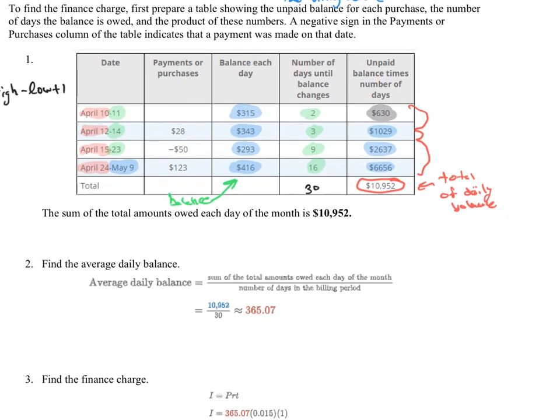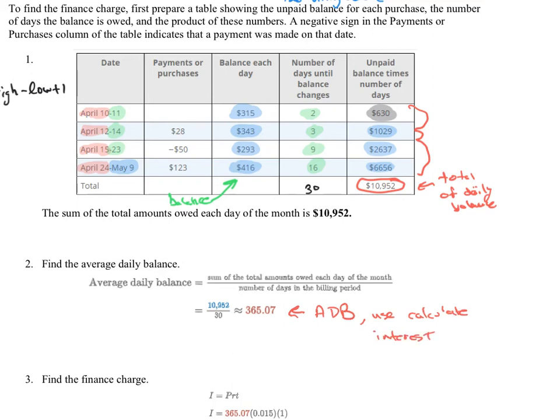So what am I going to do? I'm going to take that $10,952, which is the total of all 30 days, and I'm going to divide it by 30 to give me the average daily balance. When I do that, I get $365.07. So, again, I don't owe $365.07. I still owe my balance of $416 plus whatever my interest charge is. This $365.07 is my average daily balance. This is what you use to calculate interest. It is not what you owe, it's what you use to calculate interest.